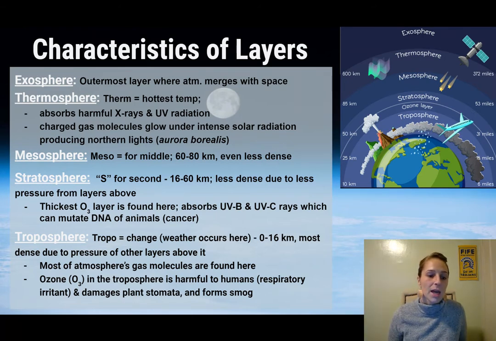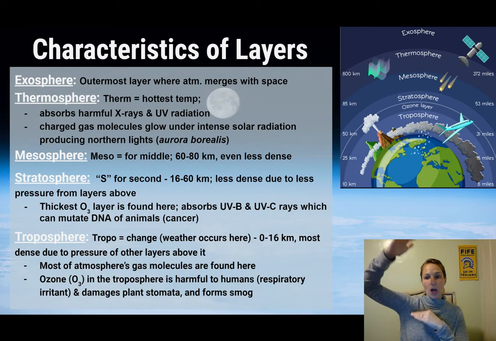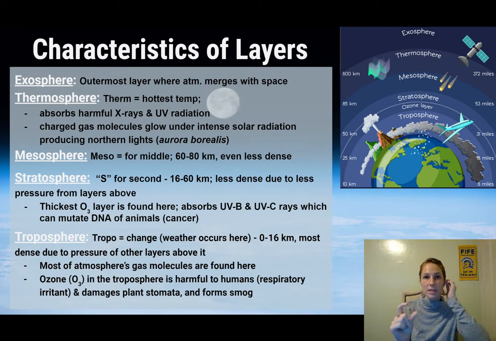Now, the troposphere is also going to be the most dense layer, and that's because all the other layers on top of it are going to be causing pressure. So the troposphere is where we get the densest amount. The air molecules are going to be more packed tightly together. And this is where most of the atmosphere's gas molecules are found, here in the troposphere.